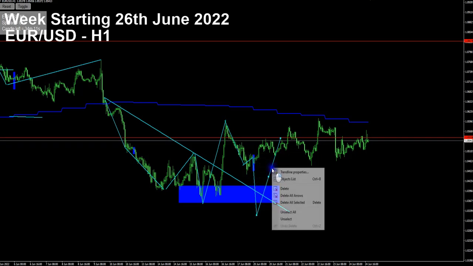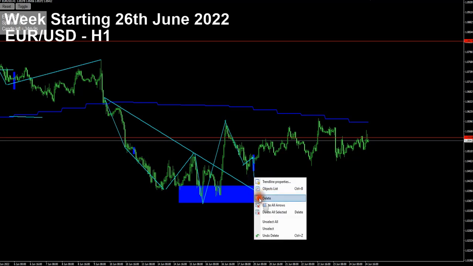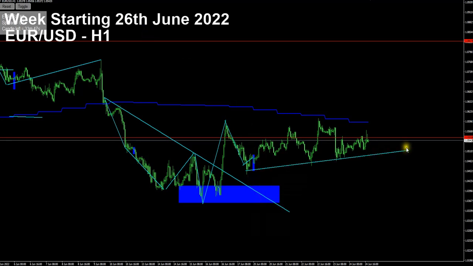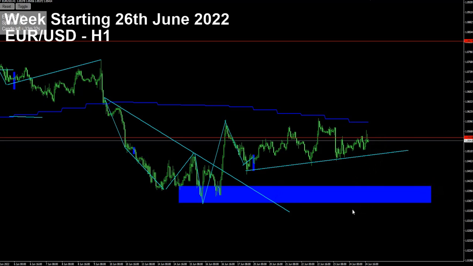Instead, price has moved up in a bit of a trend. But to me, it's quite a weak trend. And at the moment, it's currently pinching between my level here of 1.05500 and this trend line here. So it's narrowing. And really, I would still like price to drop. So my trading idea hasn't really changed.